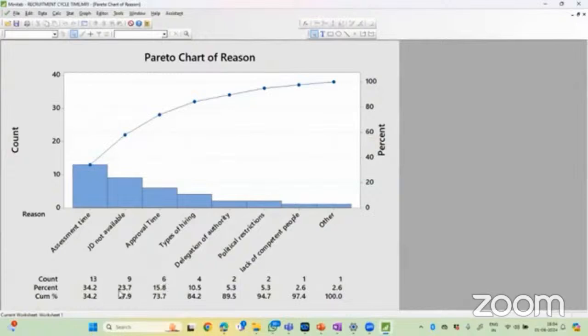And if you take the cumulative percent of the first 2, 34 plus 23 is giving me 57%. And if you take the first 3 or first 4, it is giving me 84%. So if I take care of these 4 causes, assessment time, job description not available, approval time, and types of hiring, I will be able to solve 80% of my problem. Okay. So this is how I have got my root causes. Now we have got the root cause. Now it's time to take action.